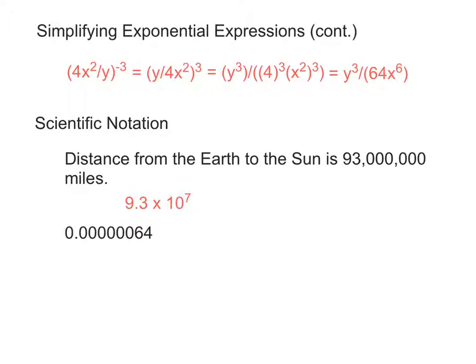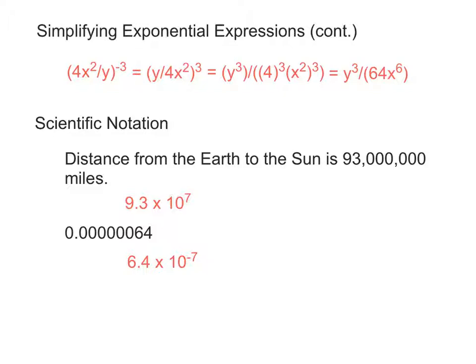Now let's say we have a very, very small number. For example, 0.00000064. How could I write that in scientific notation? That could be written as 6.4 times 10 to the minus 7.